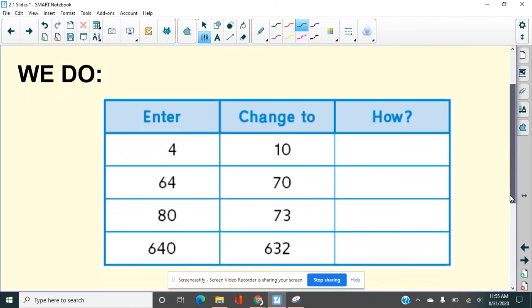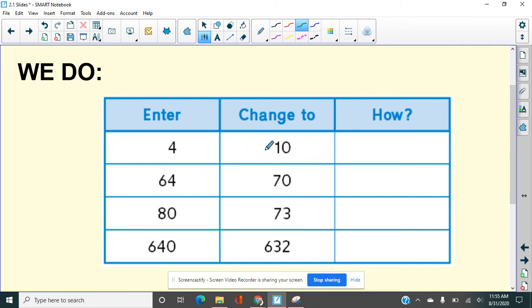All right, let's do some together. 4 plus, so we want to start at 4 and end at 10. So how would we get there? We would add 6. What if we wanted to get from 64 up to 70? How much would we have to add to get here? 64 plus what? And that might be a good way to think about this. Plus something equals 70. What do you think would go here? It's plus 6 again, because we're going to the next whole group of 10.